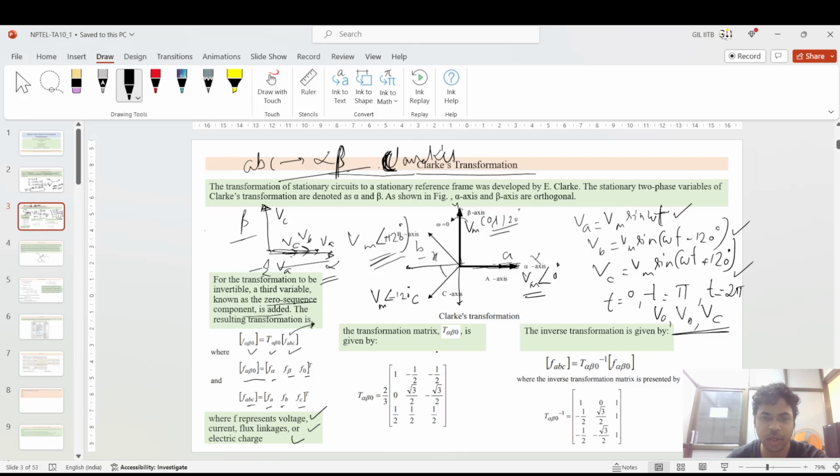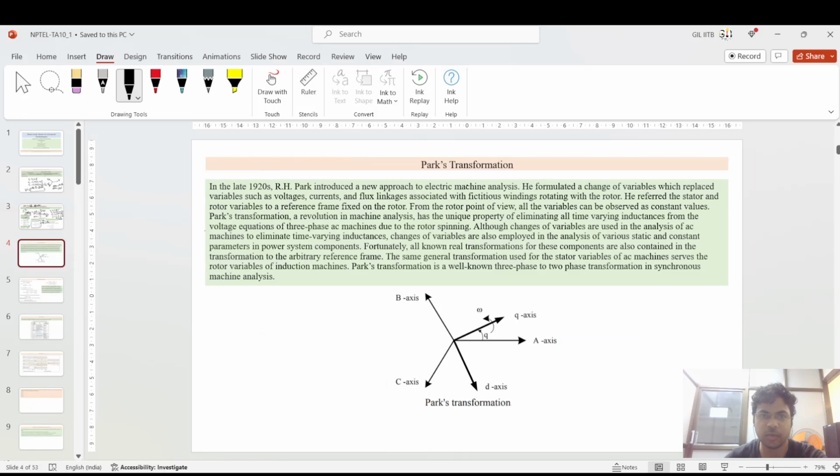And F can be anything: the voltage, flux linkage, current or electric charge. T alpha beta is represented by this equation, 2 by 3 of 1, minus half, minus half. This comes when you distribute the B component on both the x-axis and y-axis, then this transformation will come, which will be constant. From here you can convert from ABC to alpha beta naught, or alpha beta naught to ABC. Both can be transformed.